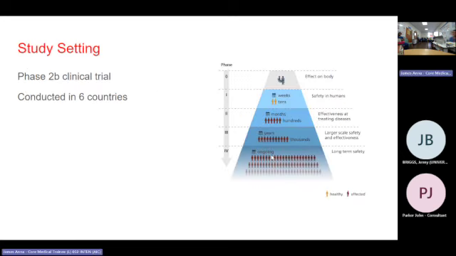So this randomized control trial was a phase 2B clinical trial, in that it was looking at the efficacy of these drugs when it comes to these two conditions, to see if there was any improvement in organ function with these interventions. And this was conducted in 6 different countries in Europe.